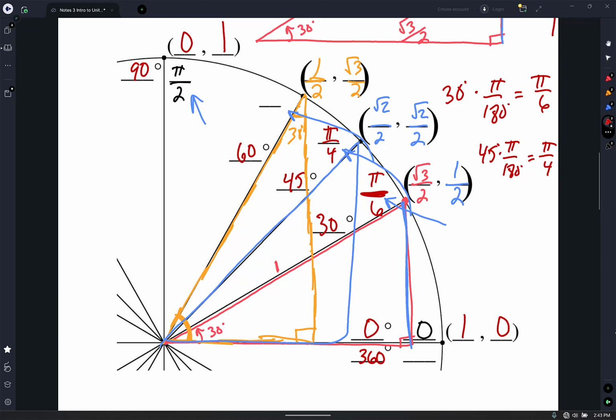And then finally at 60 degrees times pi over 180, I know that 6 goes into 18 3 times. So pi over 3. And then you got to know the pi over 2 one.